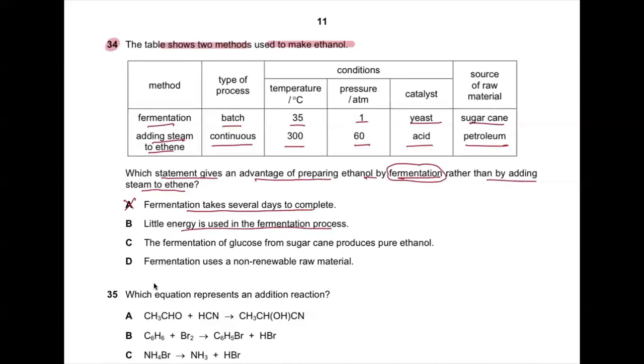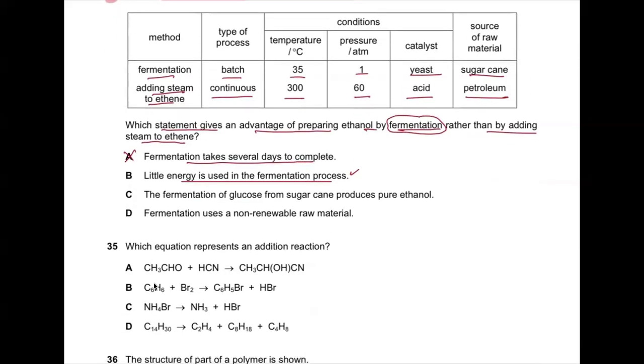Little energy is used in the fermentation process. Yes. See, the temperature and the pressure are the normal room temperature and pressure. So there is no need to put any specific temperature and pressure. So that's the advantage.